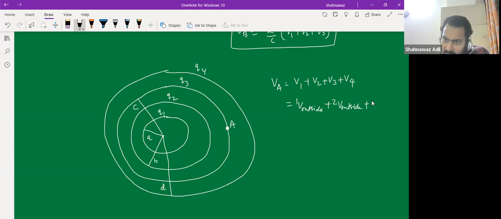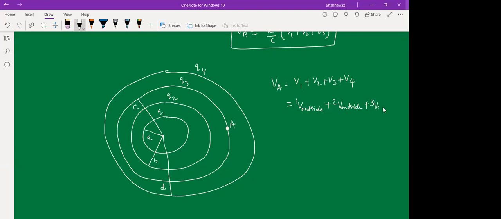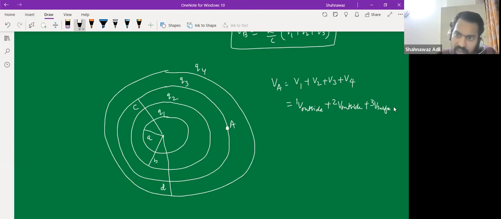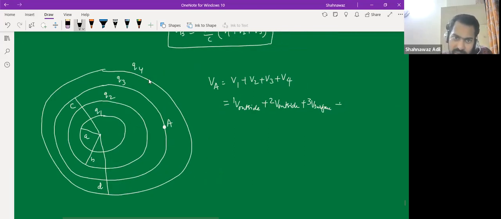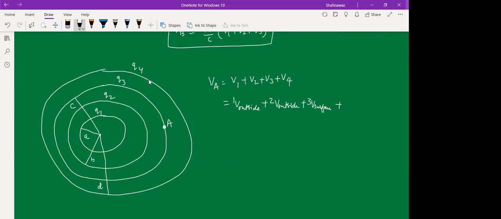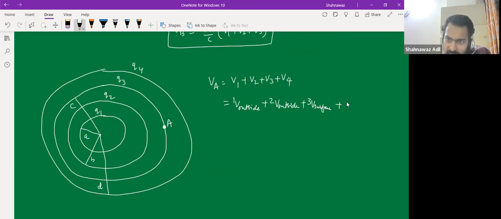And for the third shell, this is what? Surface, outside, inside. Surface, right? Correct. And the last one, so the last one is what? Outside, surface, inside. Inside, correct. Absolutely correct. Now we know that for outside, we calculate with small r, which is distance.